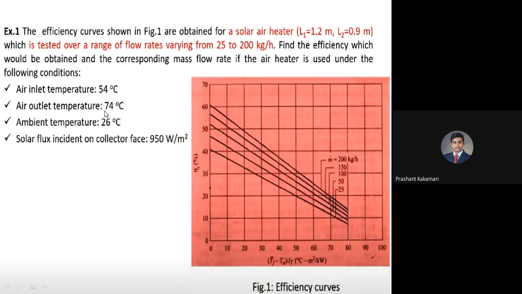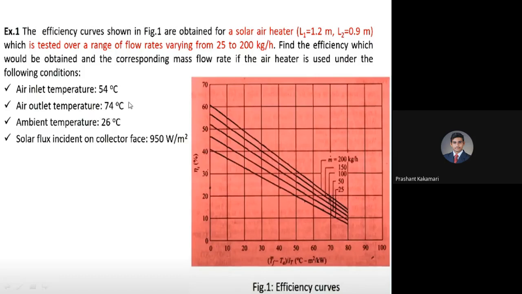Air outlet temperature is 74 degrees centigrade. After heating, the temperature is high, so 74 degrees centigrade. Ambient temperature is normal temperature, 26 or 27 degrees centigrade is given. Then solar flux or the total incident radiation, IT, is taken as 950 watt per meter square, or as the unit in the graph is kilowatt, you can write it as 0.95 kilowatt per meter square. So these are the values given in the problem.